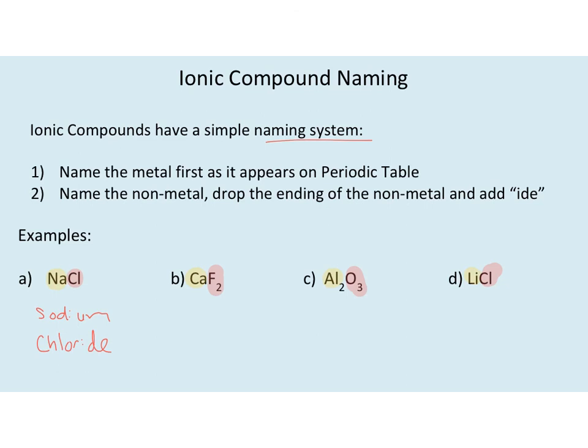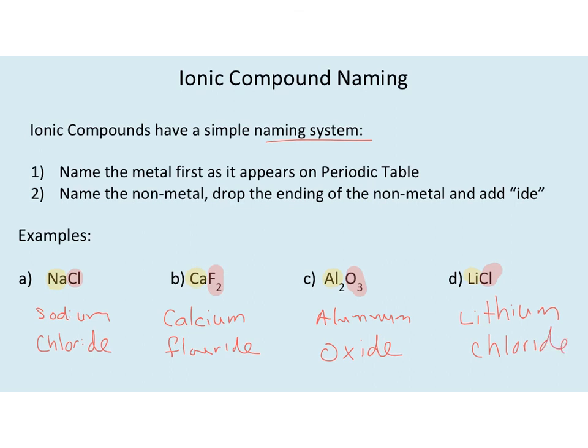So let's go to our next one. Name the metal as it appears: calcium. Normally it's fluorine, but we drop the ending and it's going to be fluoride. Aluminum. And then normally it would be oxygen, but we drop the ending, and aluminum oxide. This will be lithium. And then normally chlorine, but we drop the ending, chloride. Okay, so I hope this helps.